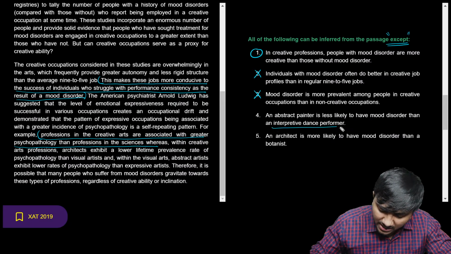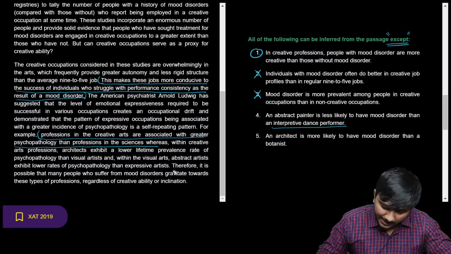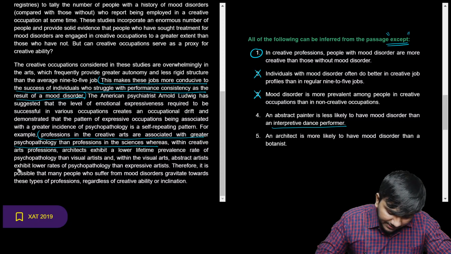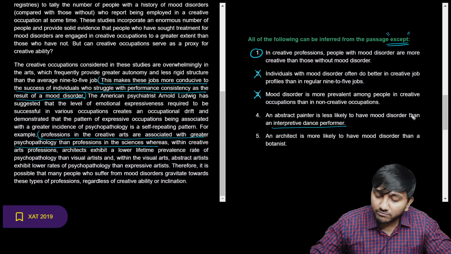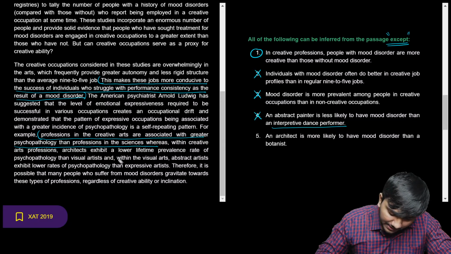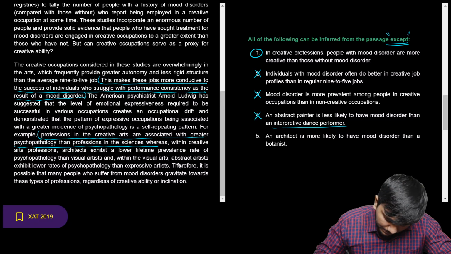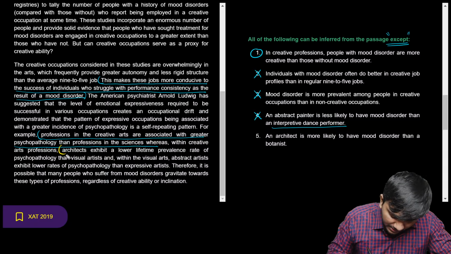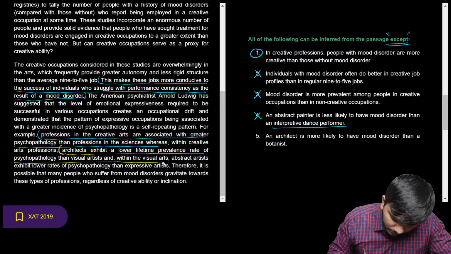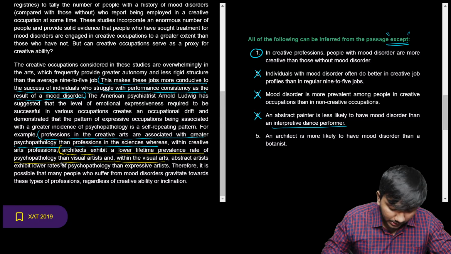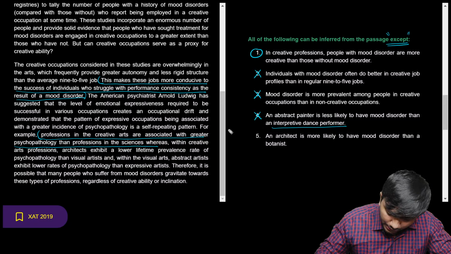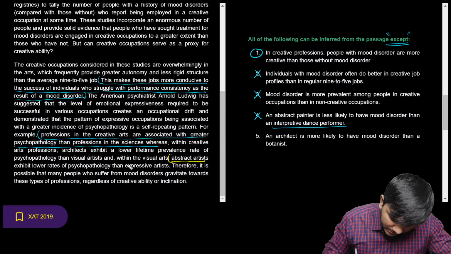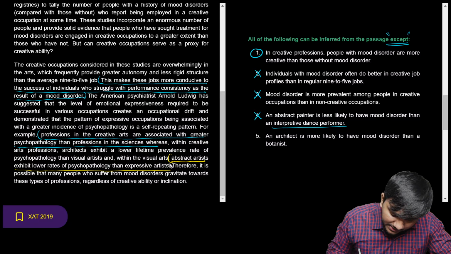Definitely an interpretive dance performer is an expressive artist, right? And it is given abstract artists exhibit lower rates of psychopathology. An abstract painter is less likely to have mood disorders. Definitely can be inferred from this part, the abstract artist part. So let me just underline this one. Sorry, not the architect part, the abstract artist part. The one related to the fourth option is here. Abstract artists exhibit lower rates of psychopathology than expressive artists.